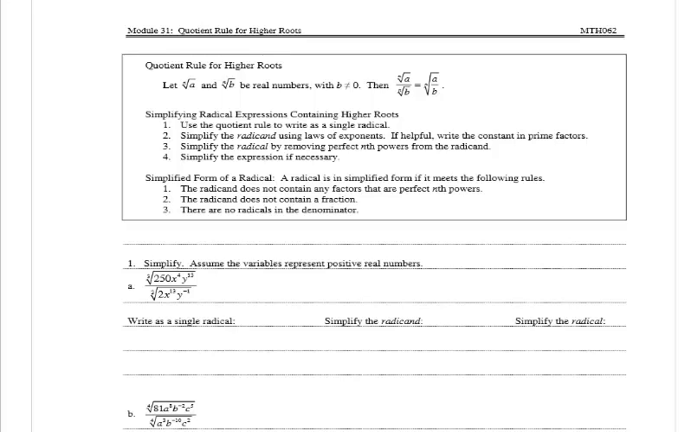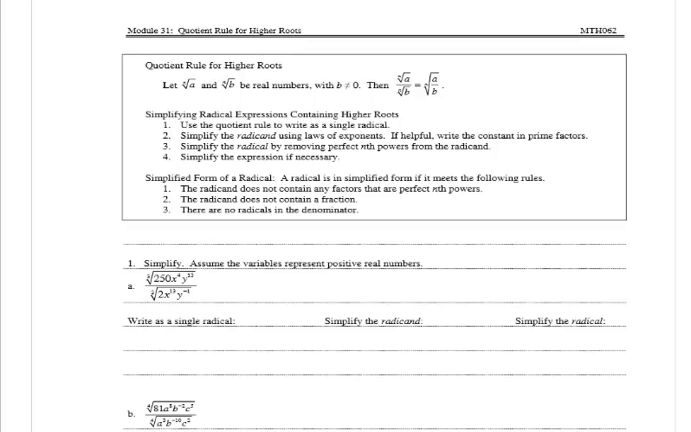Simplifying radical expressions containing higher roots. 1. Use the quotient rule to write as a single radical. 2. Simplify the radicand using laws of exponents. If helpful, write the constant and prime factors. 3. Simplify the radical by removing perfect nth powers from the radicand. And 4. Simplify the expression if necessary.